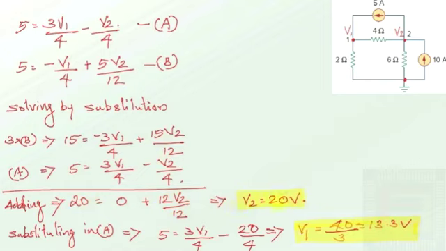Now this value is substituted in equation A, which gives you V1 is equal to 40 by 3, which is equal to 13.3 volts. Now you can see that we have evaluated the node voltage V2 as 20 volt and node voltage V1 as 13.3 volt. Now let us see how this can be solved using Cramer's rule.